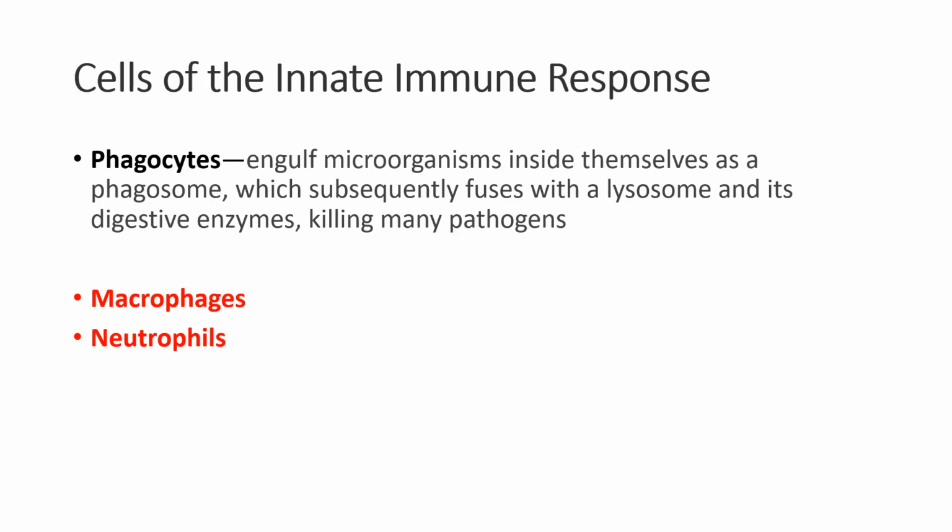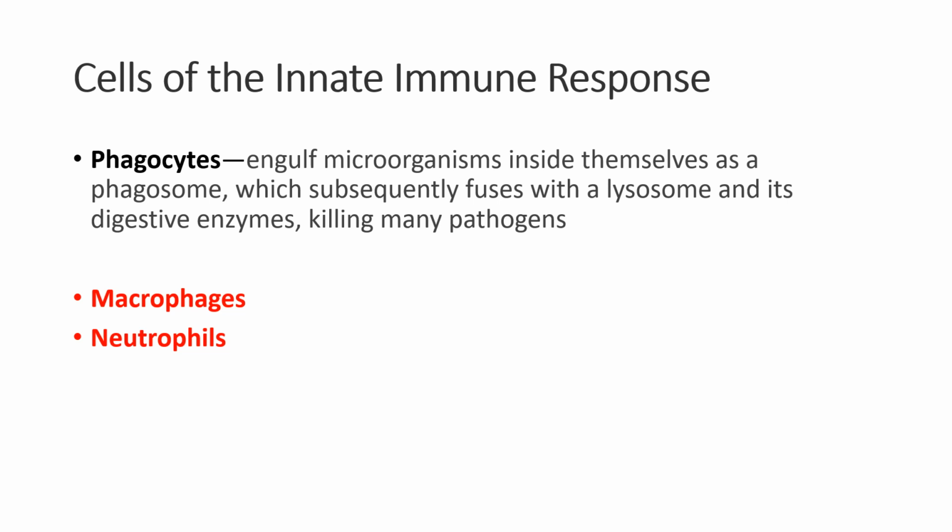In terms of the cells of the innate immune response, we have the phagocytes, which is a catch-all term for certain types of cells that work to engulf, to ingest or eat microorganisms inside of a structure called a phagosome. So they basically contain a bag of lysosomal enzymes. Enzymes, think of like Lysol. And then they pull in the microorganism in a phagosome. And those two membrane-enclosed sacs fuse to form the phagolysosome, in which many pathogens are killed.